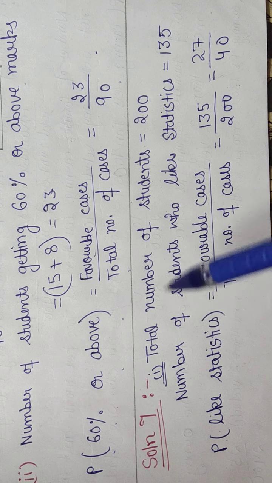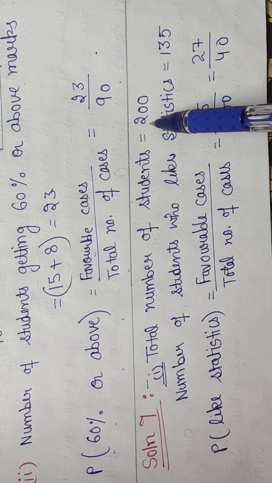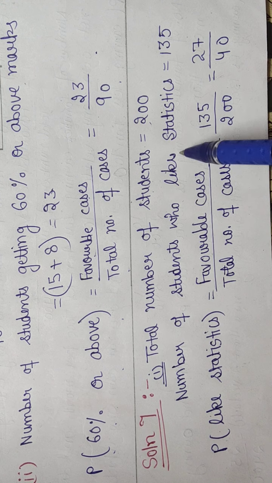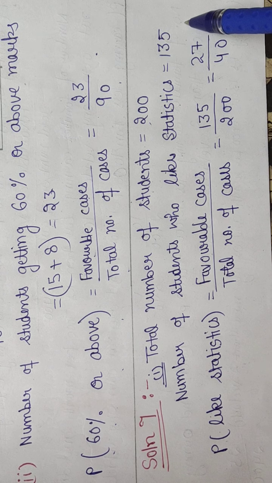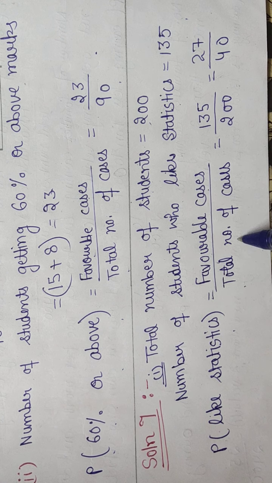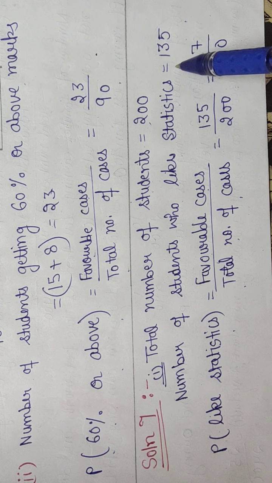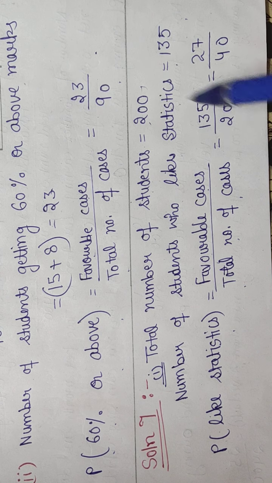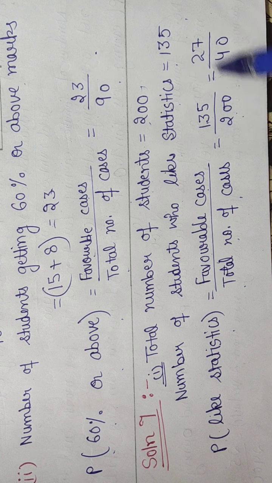Now see, total number of students you have given is 200. Number of students who like statistics are 135. So probability of liking statistics is favorable cases divided by total number of cases. Favorable cases are 135. Total number of cases are 200. Just substitute the values and you will get your answer.